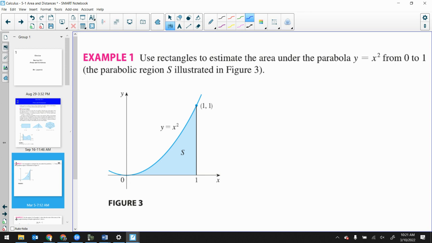So let's take our first example here. Using rectangles, estimate the area underneath the parabola. The book calls this RAM. RAM stands for Rectangular Approximation Method. So whenever you see that RAM, just know that I'm using what's called the rectangular approximation method, RAM.